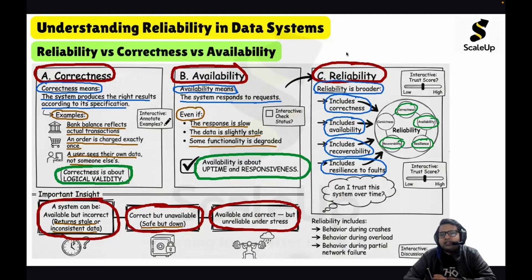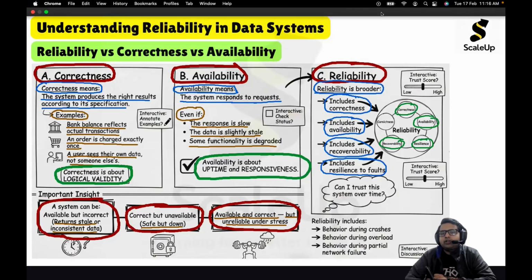So what it means is that under normal state, the system is both available, responding to all the incoming requests, and giving the correct output, logically valid. But under stress, it might not handle failures gracefully. It might not be resilient to faults. So hence, under stress, it might be unreliable. This is a very important point we discussed.